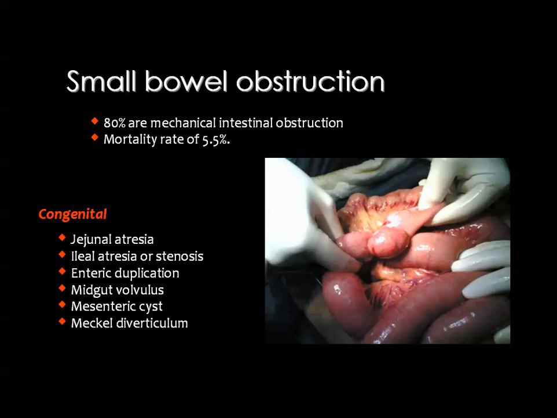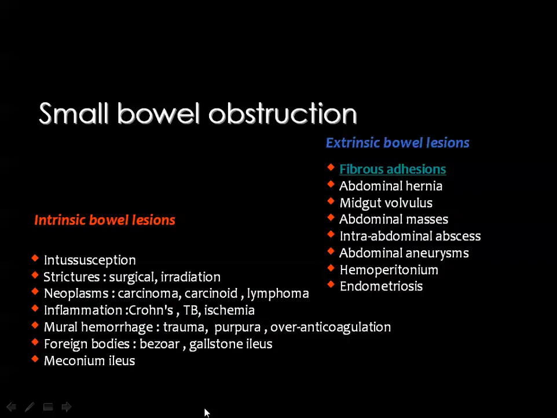There are congenital causes like jejunal atresia, ileal atresia, small bowel duplication, midgut volvulus, mesenteric cysts, and Meckel's diverticulum. And these will also be discussed in full detail in the section on pediatric imaging. Then there are also causes from outside the bowel and causes from inside the bowel.